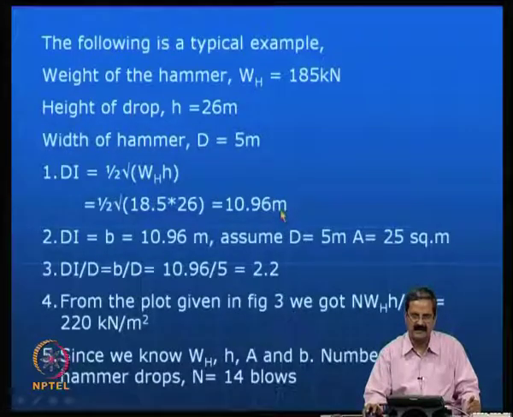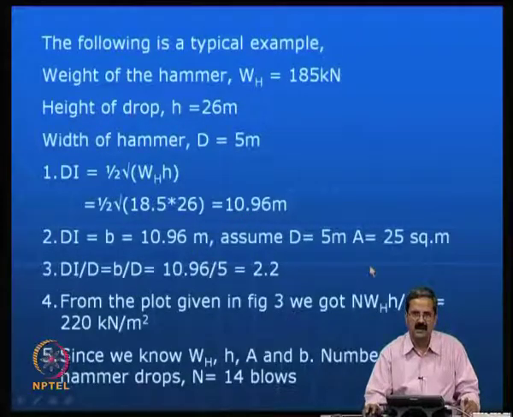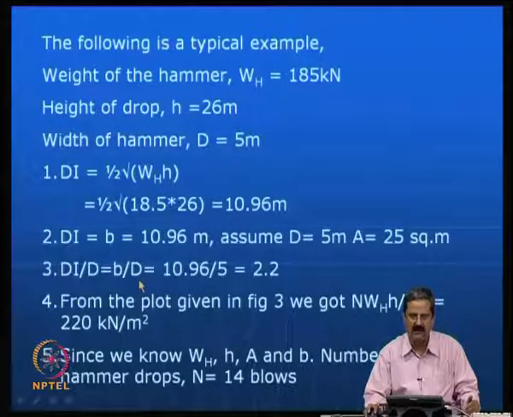This is given by this expression, about 10 to 11 meters is what is required, using these values. Now we assume D, I have taken it as 5 meters, and area of cross section is 25, I am just assuming it as square for simplicity. If you get this B by D, I have to refer to the graph to see where I should go by these numbers. I get a term called B by D, which is 10.96 divided by the diameter.